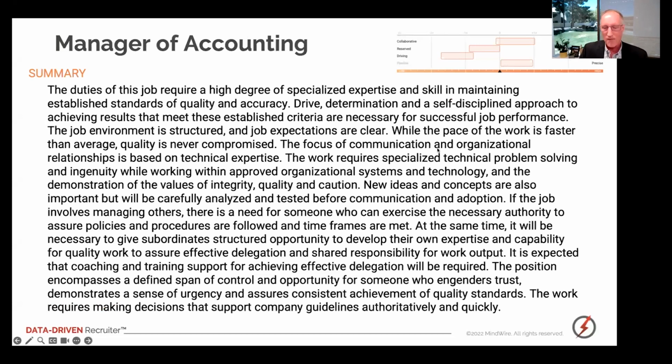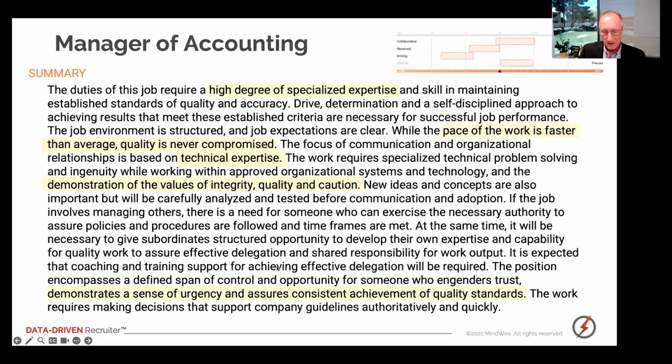So if I look at the job report for this job target, this is the manager of accounting job target, then what we do is we look at the summary first, and then we start highlighting or identifying, underlining certain things within that summary that we think will resonate with that person. High degree and specialized expertise, pace of work faster than average, but quality is never compromised, right? Technical expertise, demonstration of the values of integrity, quality, and caution.